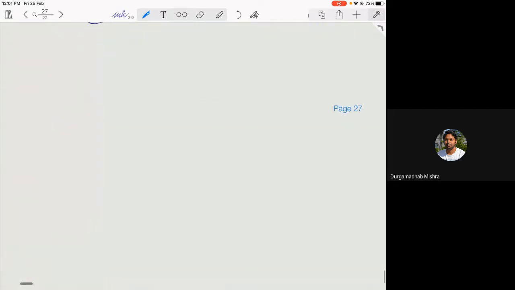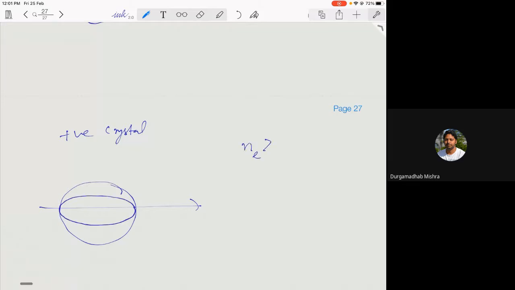Now, if you take a positive crystal, the situation would be different. If this is my ordinary wave, the extraordinary wave would be like this. This is for a positive crystal, when Ne is greater than No, and in that case VRE will be less than VRO when theta is pi by 2. So this is the velocity profile that will be obtained.